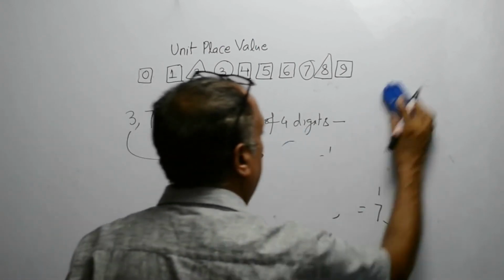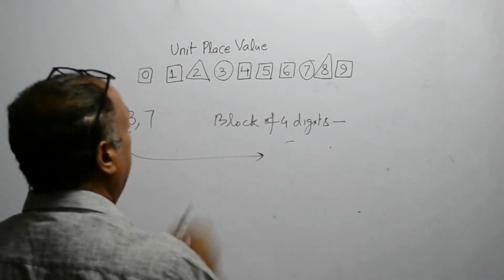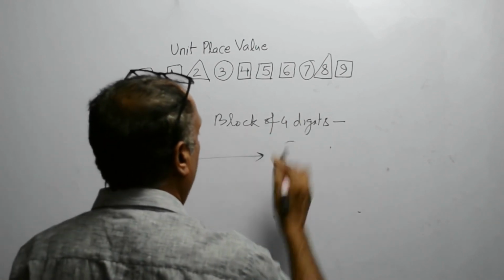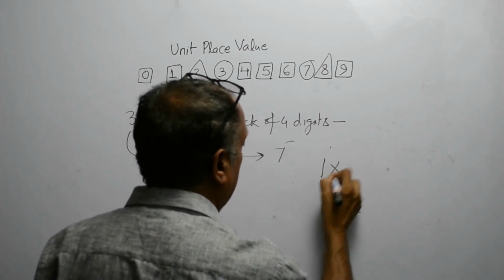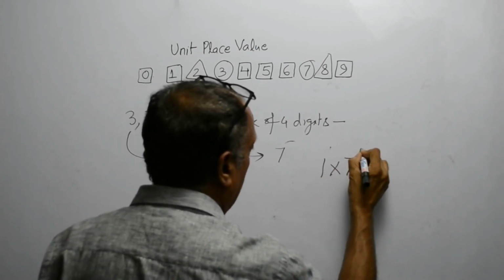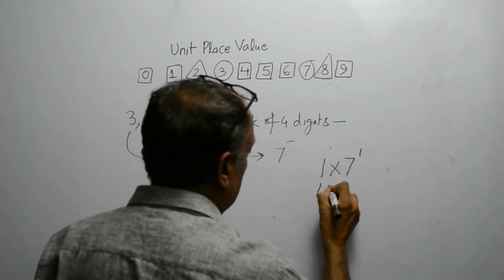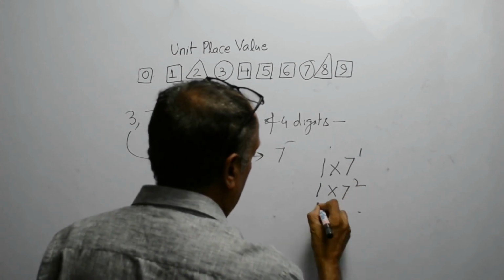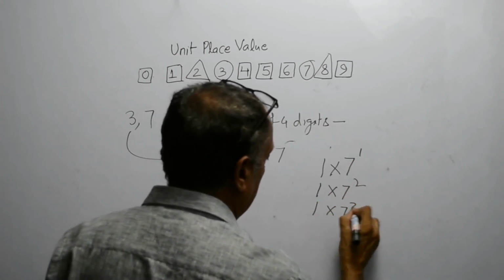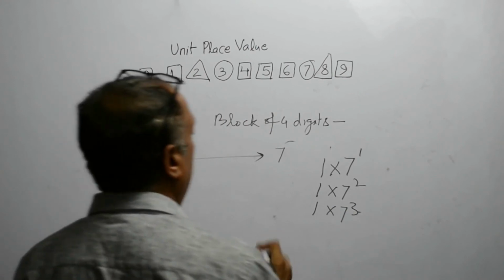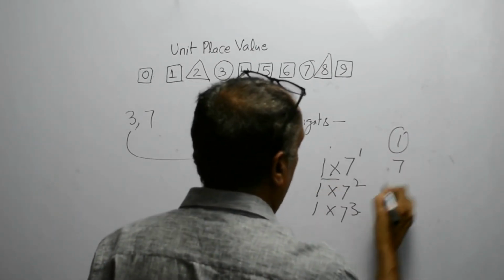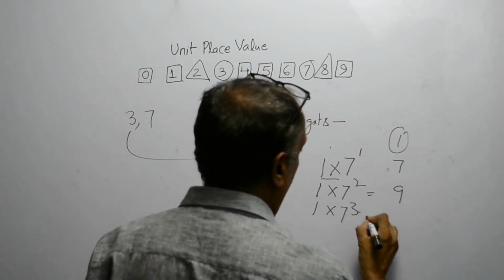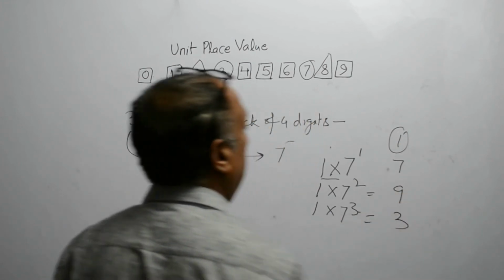In case of 7, again we will be having block of 4 digits. So the answer will be 1 multiplied by 7 raised to power 1, 7 raised to power 2, 7 raised to power 3. So the answer will be either 1 or 7 or 9 or 3.